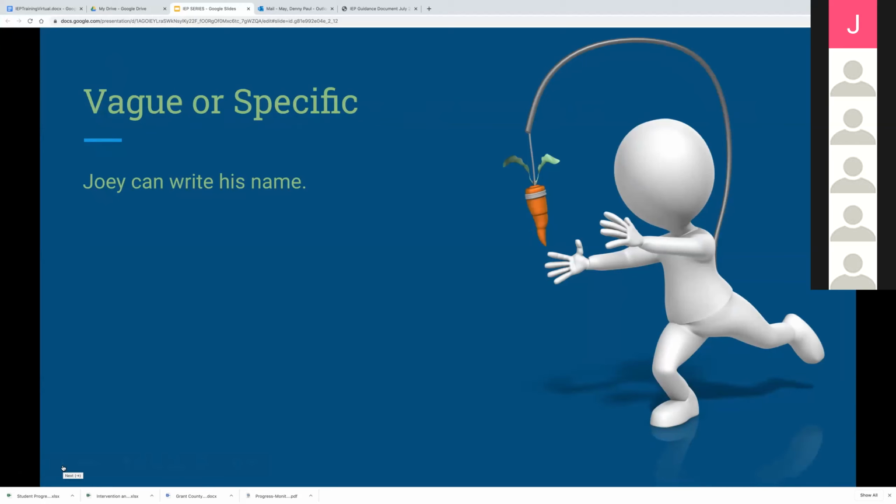So let's just do a real quick same kind of exercise. What I want you to do here is use the chat feature once again. I want you to send it to me privately. Joey can write his name. Is that vague or specific? Just put it in the chat. Send it to me privately. I'll be monitoring.